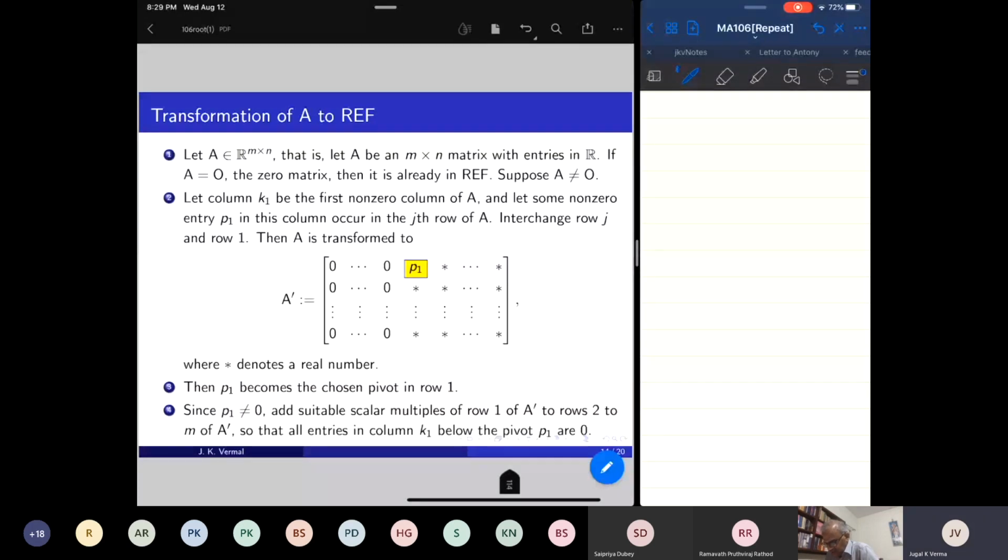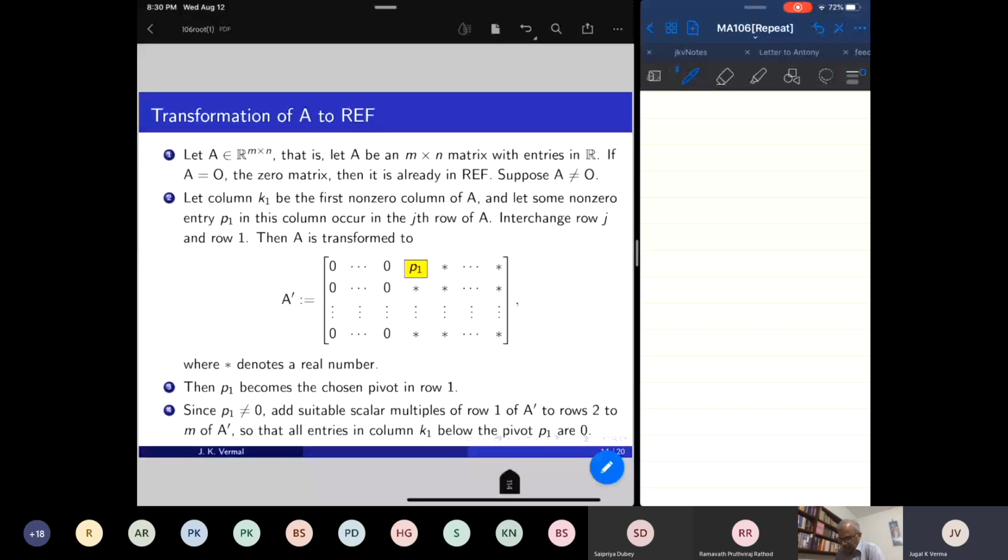Since P1 is not 0, we can now add a suitable scalar multiple of row 1 of A prime to row 2, row 3, etc., so that all the entries in the column K1 below the pivot P1 are 0. So look at the entries below P1. Some of these entries could be 0. We can make them 0 by multiplying the first row by a suitable scalar and then subtracting from that row, so that all the entries below P1 become 0. So by elementary row operations, I can convert the entries below P1 into zeros.